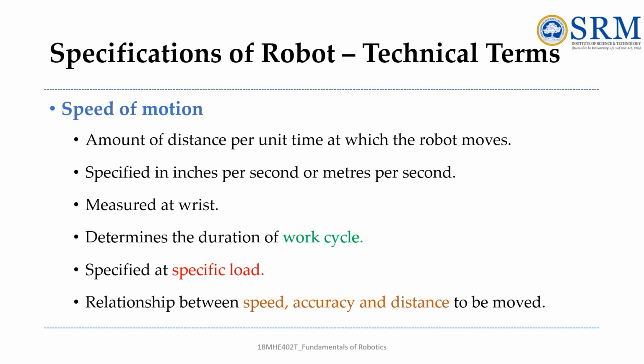So this refers to how quickly a robot moves, measured as the amount of distance it covers in a set amount of time. This speed is typically expressed in units like inches per second or meters per second and is measured at the wrist of the robot. The speed plays a crucial role in determining how long it takes for the robot to complete a task and must be considered in conjunction with accuracy and the distance the robot needs to travel.